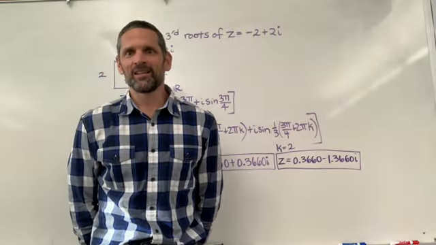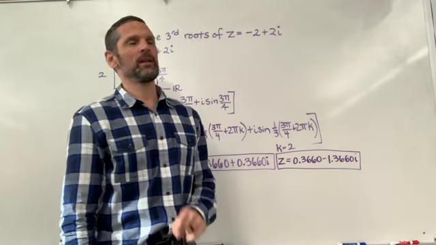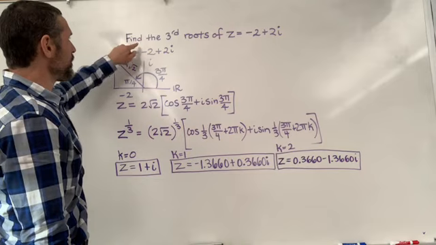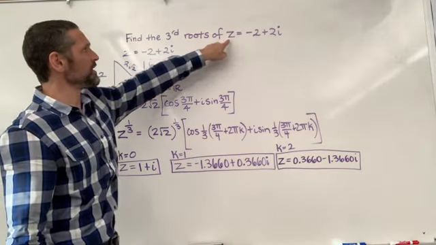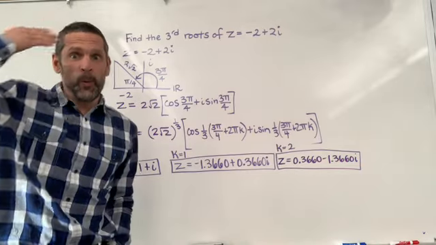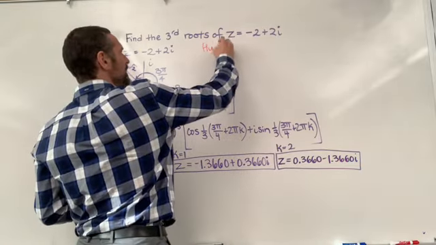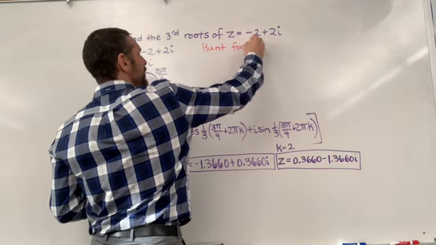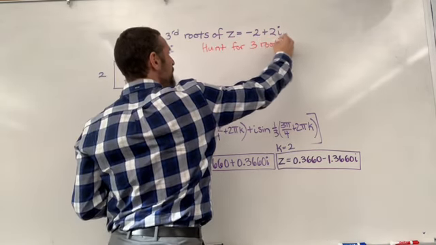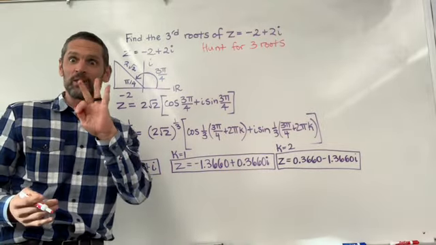How do we find the roots of a complex number when the complex number is already in trig form? Well, here's a good example. Find the third roots of z equals negative 2 plus 2i. At least I say, whew, they only asked me for the third roots. So I know I'm hunting for 3 roots. That's the fundamental theorem of algebra. If I'm looking for third roots, I'm going to find 3 of them.